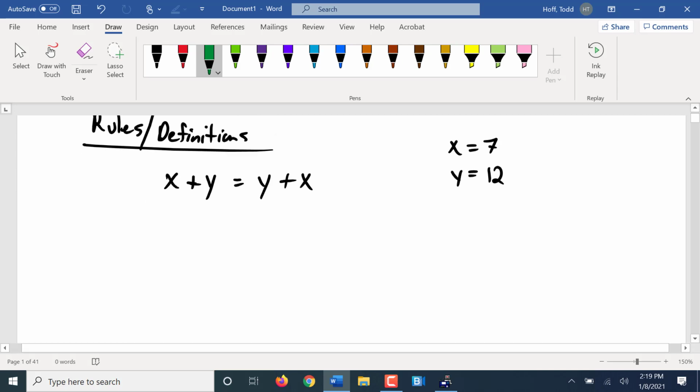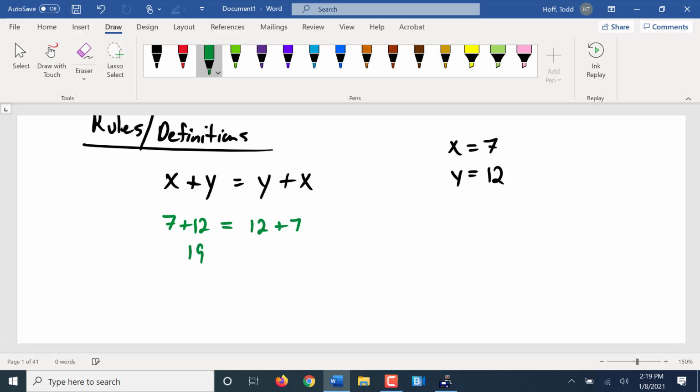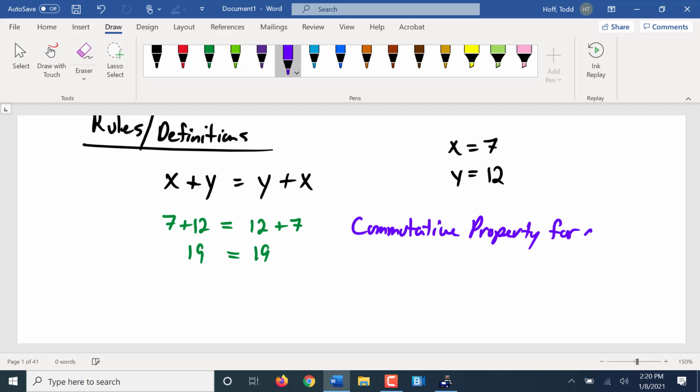So if I put in 7 for x and 12 for y, what is 7 plus 12? 19. If I put in 12 for y and 7 for x, what's 12 plus 7? 19. That's always going to be true, no matter what numbers we pick for x and y. That's actually called the commutative property for addition. Now, the "for addition" is very important there because for some other operations, it's not necessarily true.